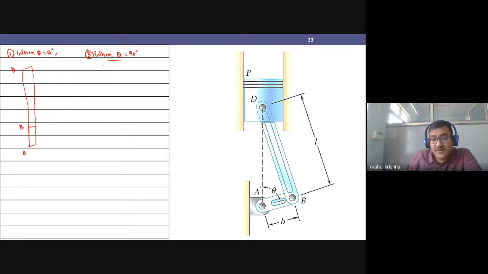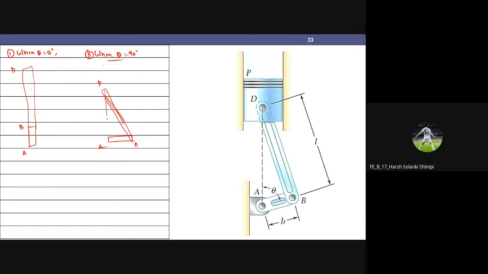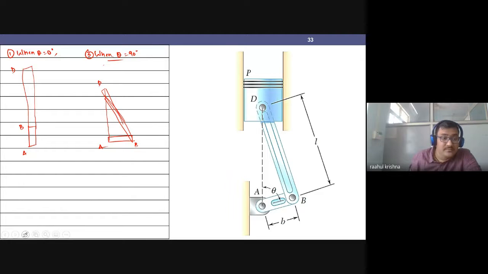When theta becomes equal to 90, what will be the position then? My link A will be like this, A here, B here. And then my link BD will be like this, right? Yes, sir. This will become a right angle triangle.